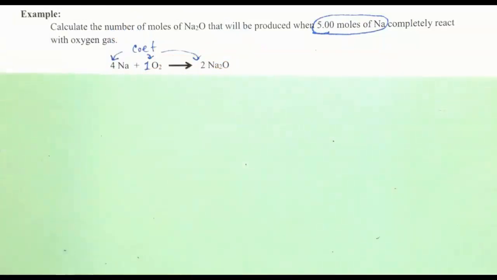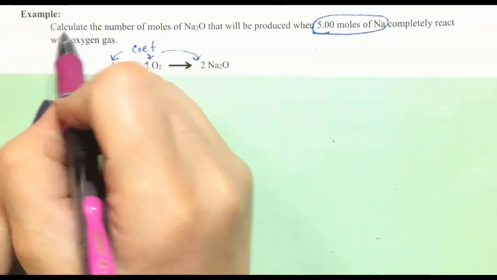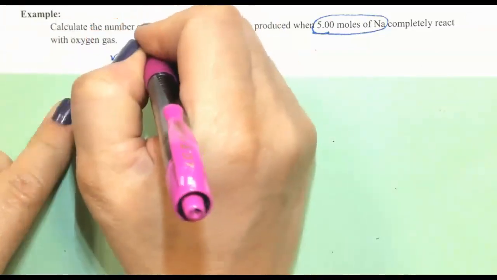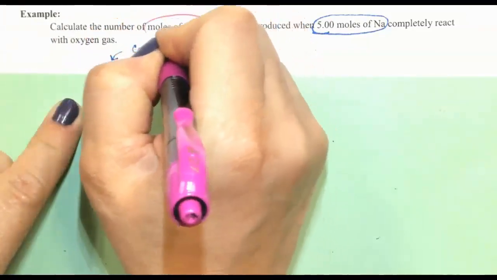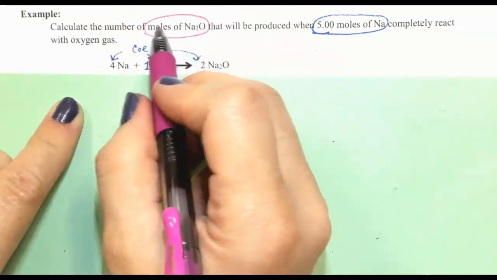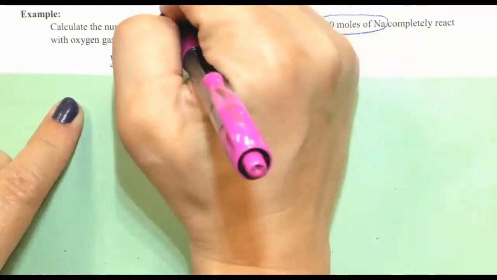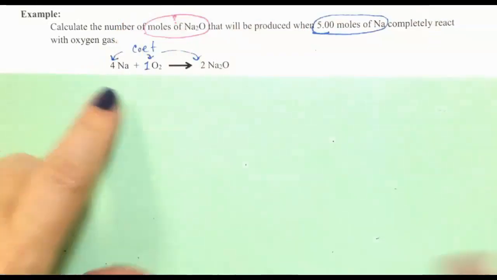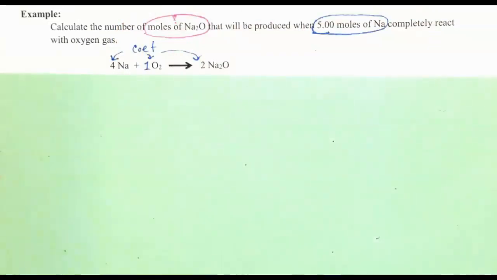Now let's identify what is our unknown. And here it says calculate the number of moles of sodium oxide, or Na2O. So this is my unknown. That's the question right there. So we're going to set up our proportion now.